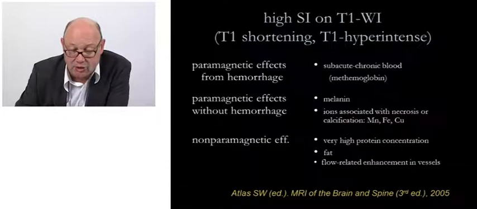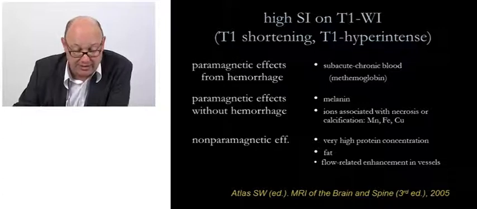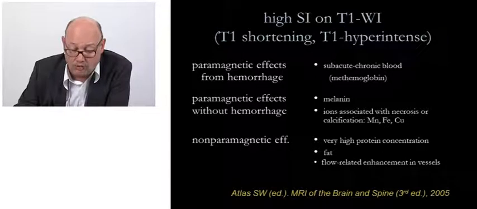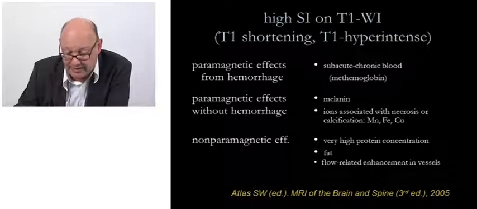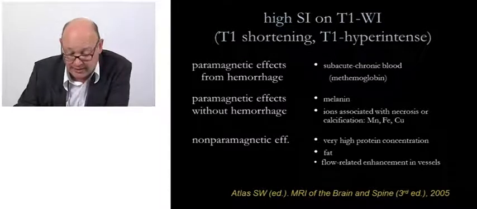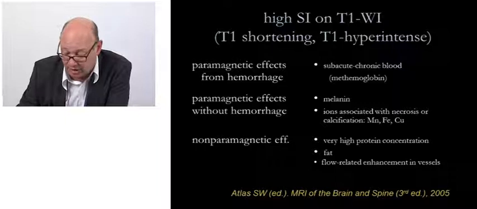So let's now take a look at lesions which have a high signal intensity on T1 weighted images. They are listed over here in the group, and I think the most important ones are subacute to chronic hemorrhage, melanin, as you can have in patients that have metastatic disease as a result of a melanoma. You can have ions that are associated with necrosis or calcification, or you can have lesions which have increased protein concentrations, fat, or you may also have it in flow-related enhancement in blood vessels.